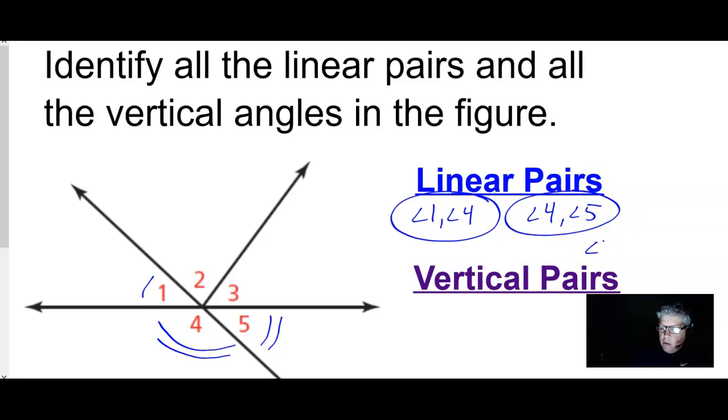I will tell you that angle 1, angle 2, and angle 3 form a straight line. That's good, but it's not a pair. There's 3 of them, so it's not good.